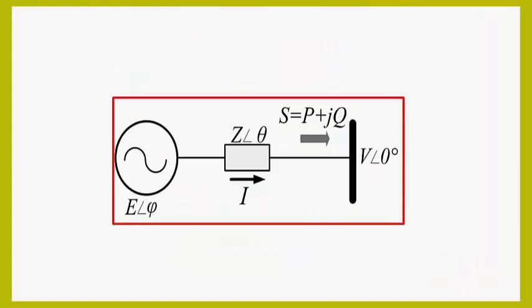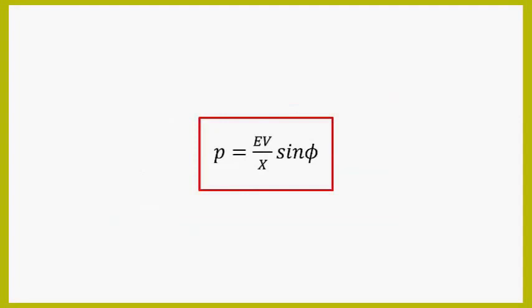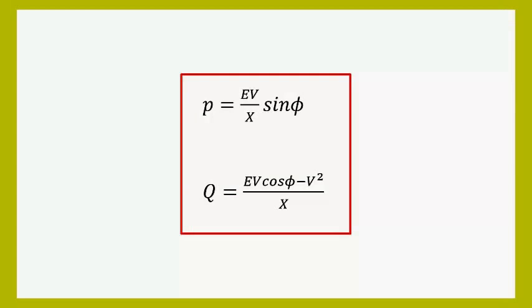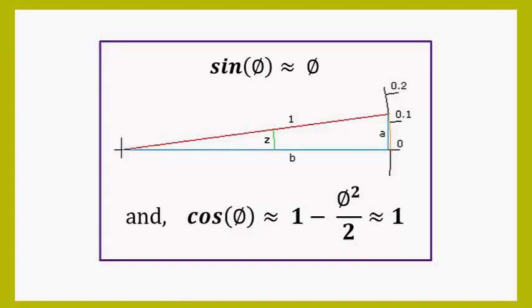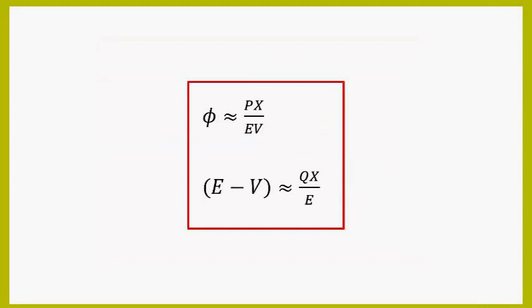Without loss of generality, we can model a single interface as an inverter connected to the common bus through a decoupling impedance. The active and reactive power transmitted across a lossless line are given in this equation, where P is EV divided by X sine of the phase shift, and Q, the reactive power, is EV cosine of the phase shift minus the square of the voltage divided by X. We can assume that the power angle is very small, and we can simplify by assuming that the sine of a small angle is approximated by the value of the angle. The phase shift is approximated by this, Px divided by EV. E minus V will be proportional to Qx divided by E.